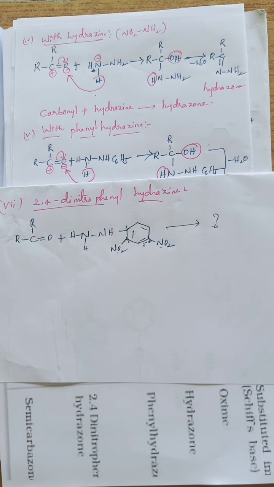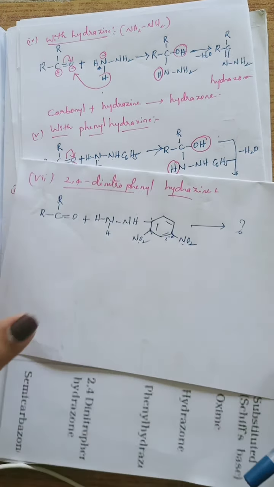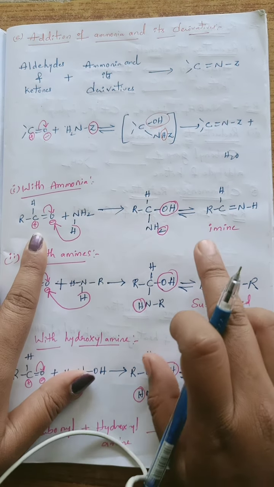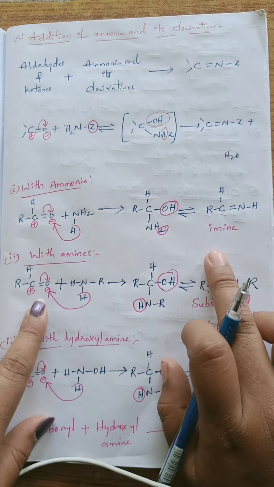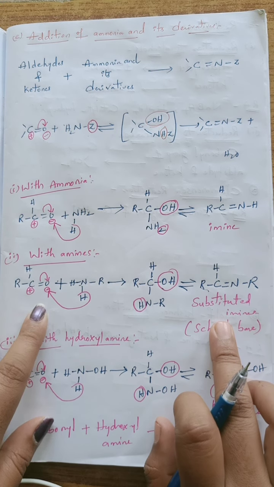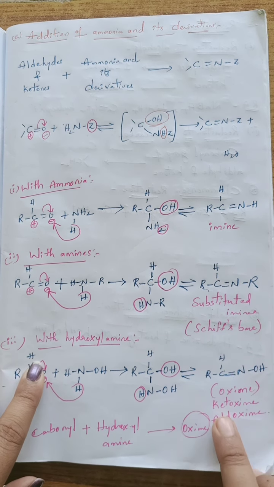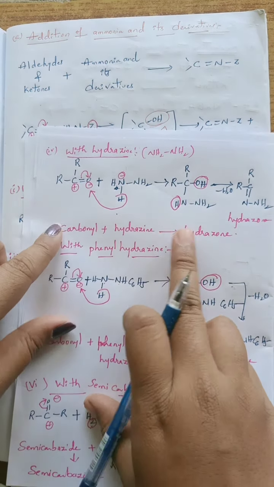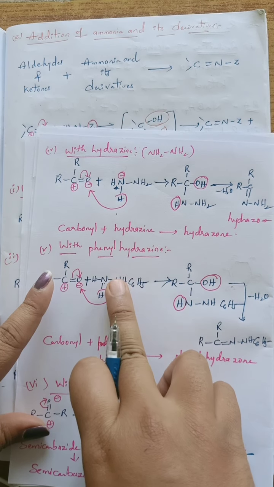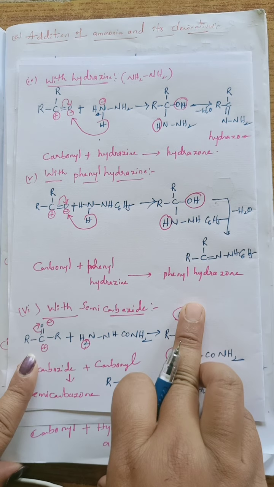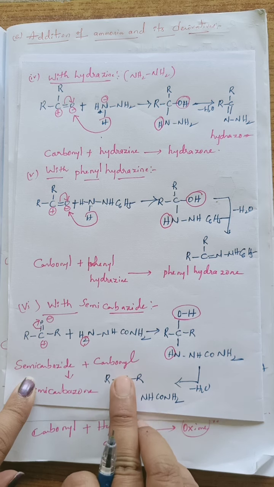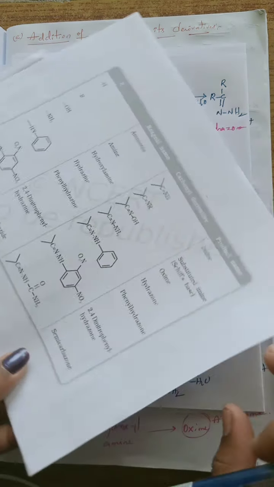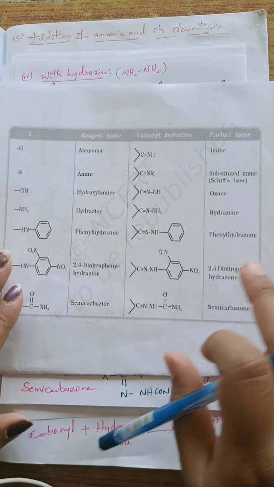And finally we will see the overall reactions of addition of ammonia and its derivatives. When ammonia reacts, what will we get? Amine. When an amine reacts with a carbonyl compound, we get a substituted amine. With hydroxylamine, it gives oxime. If hydrazine reacts with a carbonyl compound, we will get hydrazone. When phenyl hydrazine reacts, we get phenyl hydrazone. Semicarbazide on reaction with a carbonyl compound gives semicarbazone. The overall reaction chart will be this one.